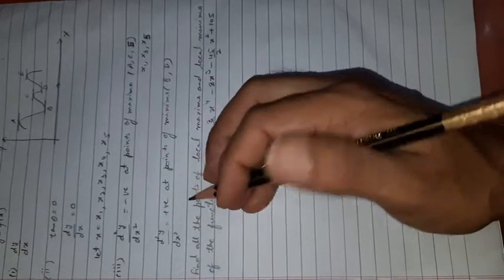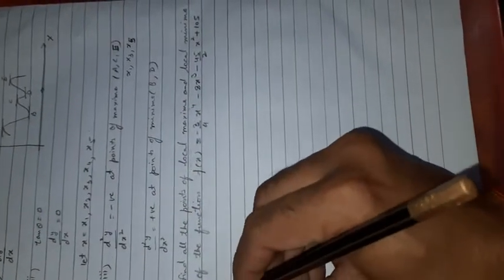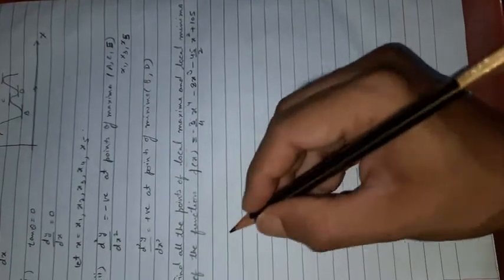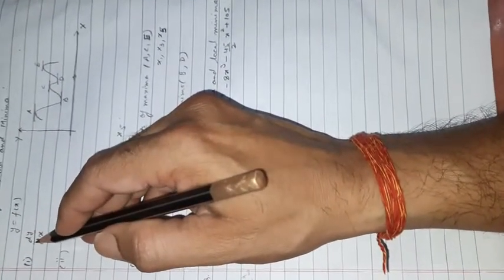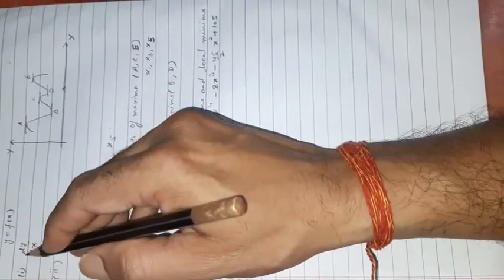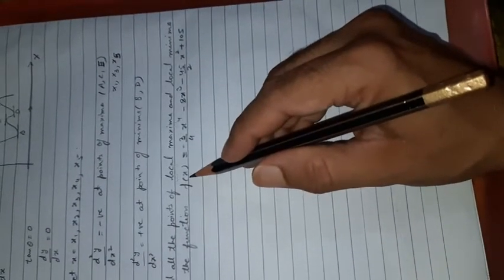Okay, so now we are just going to start this solution. The first step is we have to differentiate. We have to find out the first derivative. So I am just going to differentiate this function here.